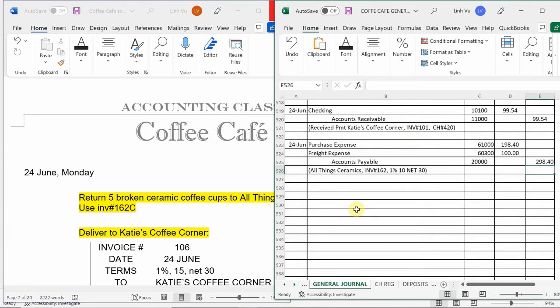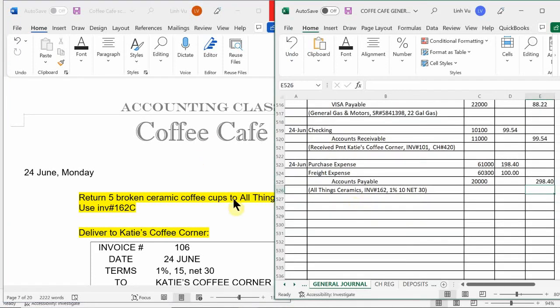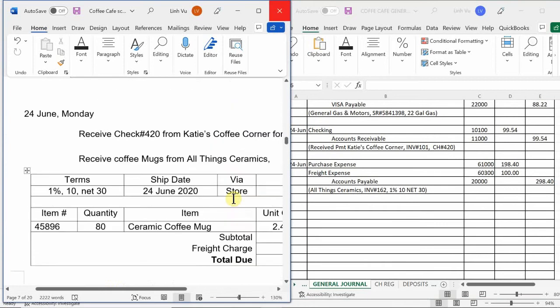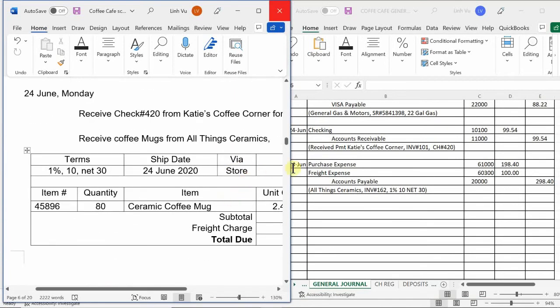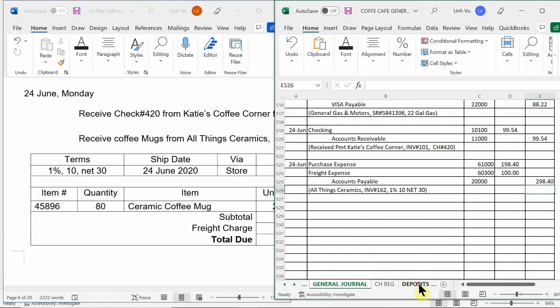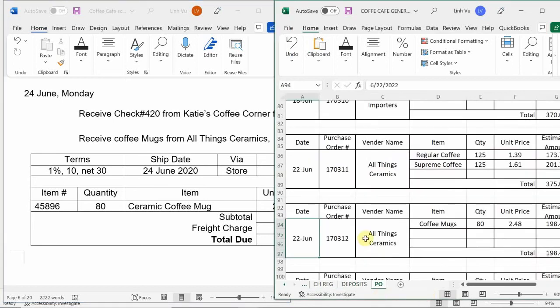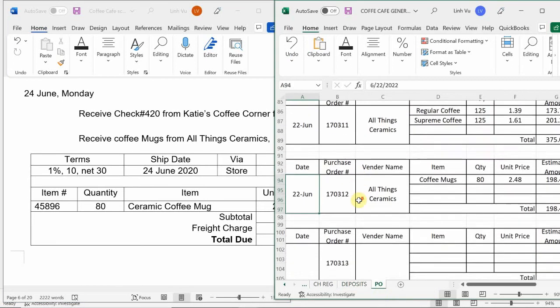Guys, so this is where we last left off. We just received our inventory, right? Our purchase of 80 ceramic coffee mugs. So that's a good reminder here that we need to check off that we received our coffee mugs.